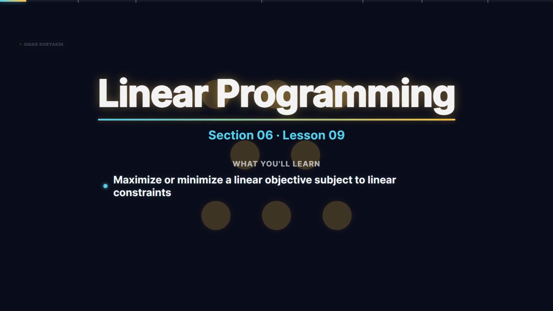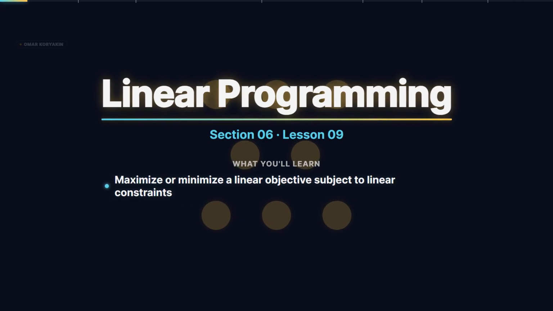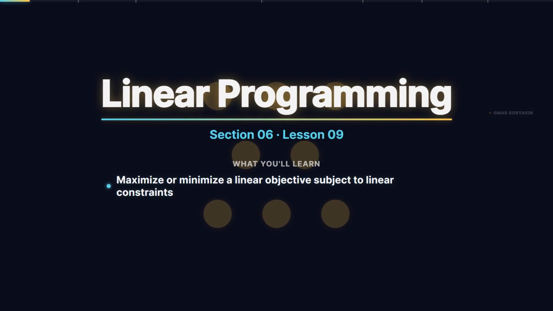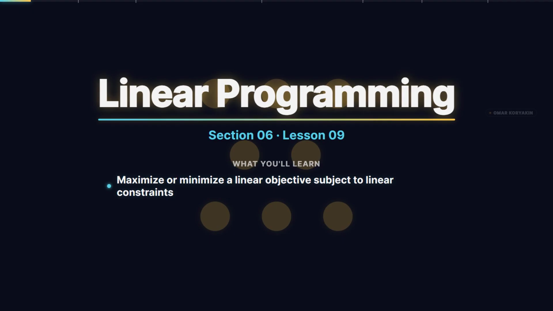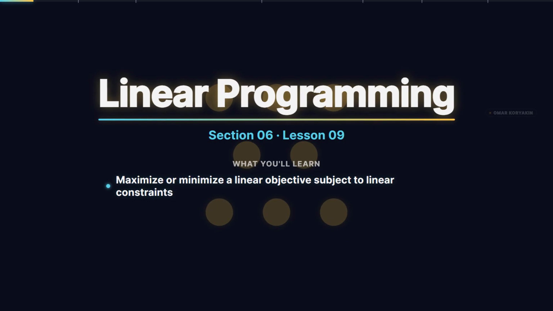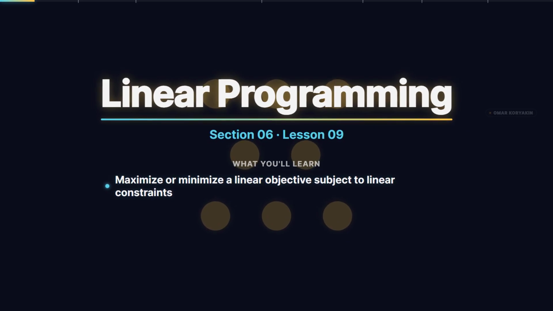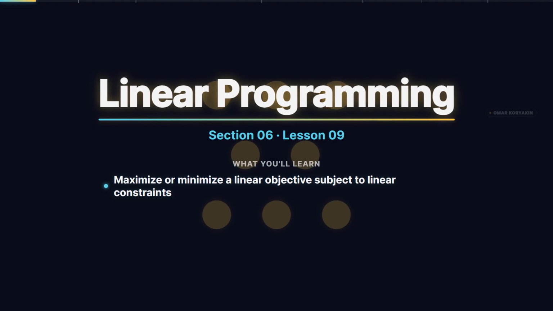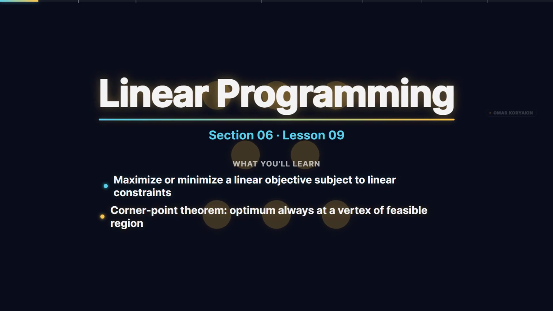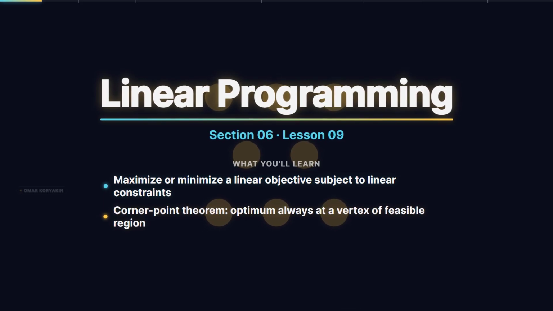A linear programming problem has 3 pieces. The objective function is a linear expression in the decision variables that we want to maximize or minimize, like profit equals 5x plus 7y or cost equals 3x plus 2y. The constraints are linear inequalities in the decision variables that define the feasible region, like the resource constraints we covered in the previous lesson. The decision variables are the unknowns x and y that we are choosing values for, often subject to non-negativity constraints when the variables represent physical quantities like production amounts or volumes.